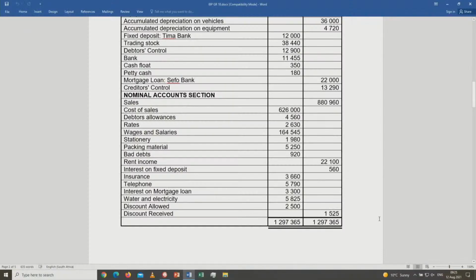Now let's look at our nominal account section. Now we have cost of sales here to the value of 626,000.